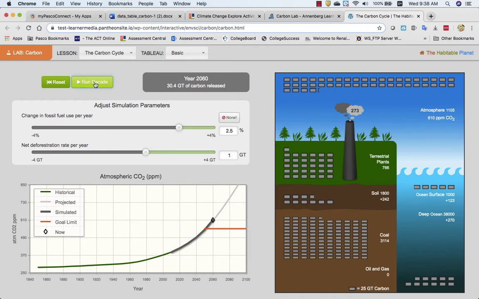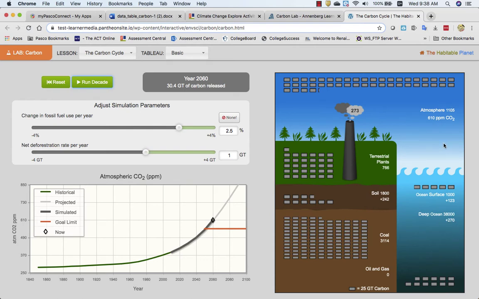This is saying that in the year 2060, assuming that fossil fuel consumption increased by 2.5% each year, this would be the location and amounts of carbon stored in the different reservoirs on our planet. Notice we essentially release 273 gigatons of carbon into the atmosphere by burning fossil fuels. But our data table specifically wants to know what these values are.